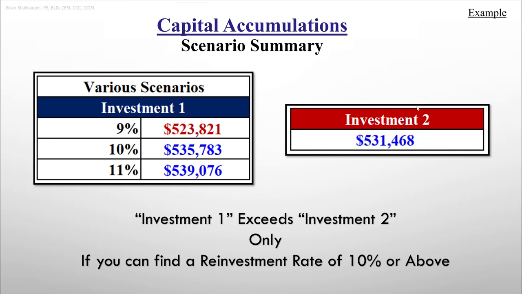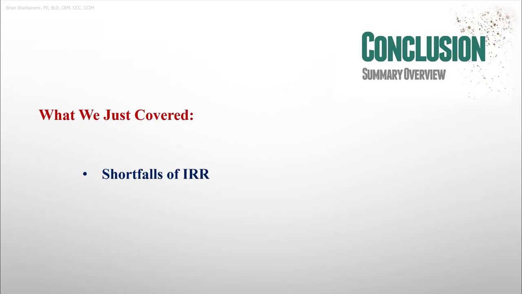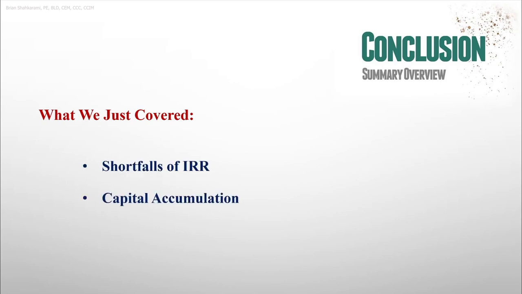Here, it is easy to see that if we have a reinvestment rate above 9%, meaning like 10 or 11, it is much better to do investment 1 rather than investment 2. So in a nutshell, capital accumulation considers external factors such as reinvestment rates under consideration. That's something that the internal rate of return just does not do. In summary, we just covered the shortfalls of the internal rate of return, or IRR. We also covered capital accumulation, what it is, where and how it's used, and what its advantages are.